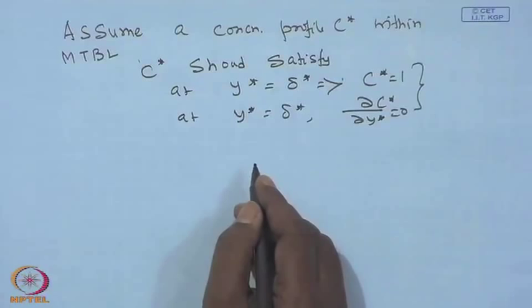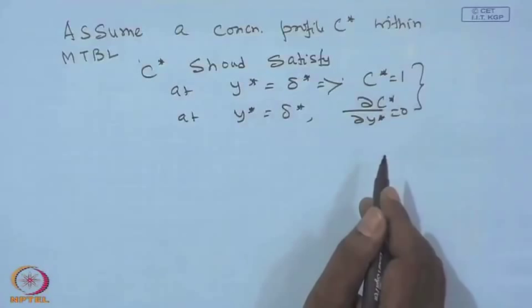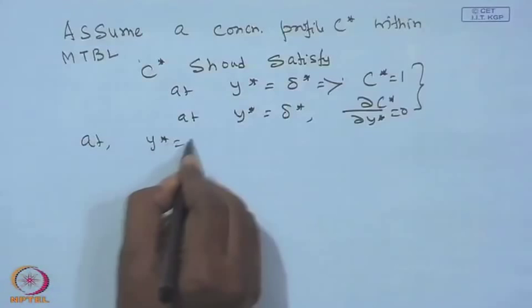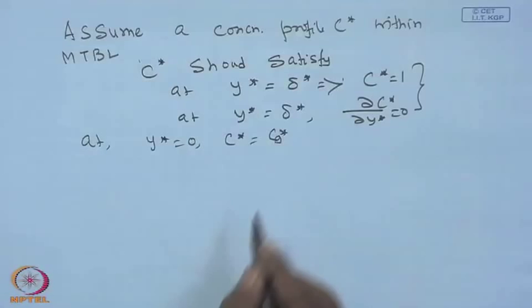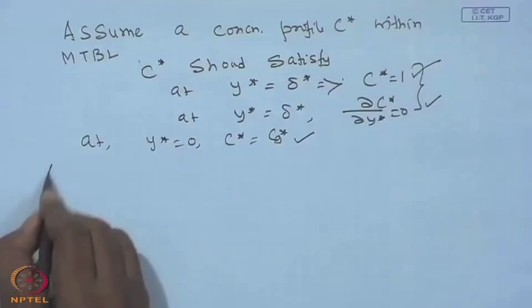For a thermal boundary layer, at y star equal to delta star, T star should have been 1, and del T star del y star should have been 0. And also we have a boundary condition that at y star is equal to 0, c star is equal to c w star. So, therefore, there are three boundary conditions the concentration profile must satisfy. So at least we should assume a quadratic concentration profile involving three constants.